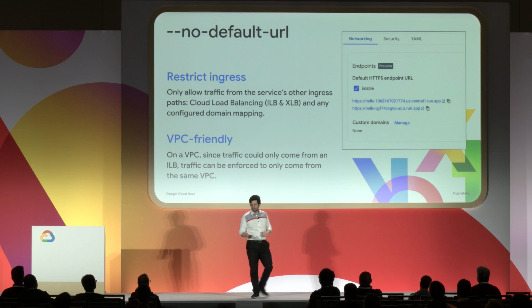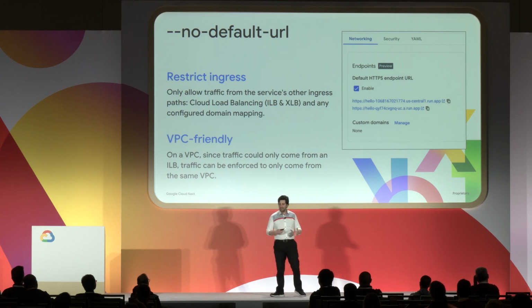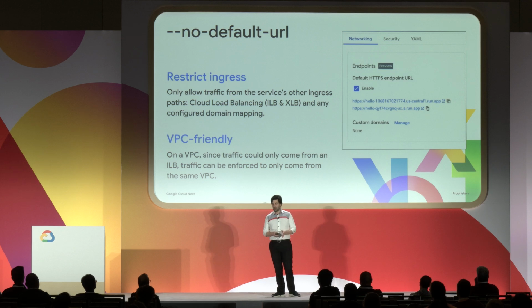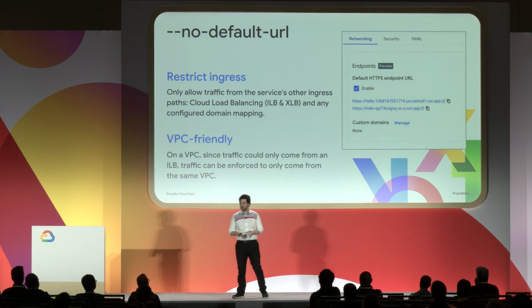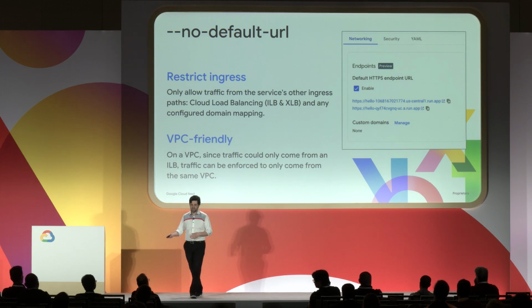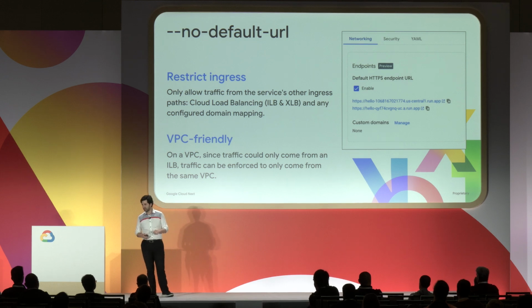When you disable the run.app URL and enforce that all traffic is coming through the ILB, now you can rely on any ILB-specific settings, such as custom authZ. Additionally, you can enforce traffic to only come from the same VPC. So if there are other VPCs, those services won't be able to access this Cloud Run service.